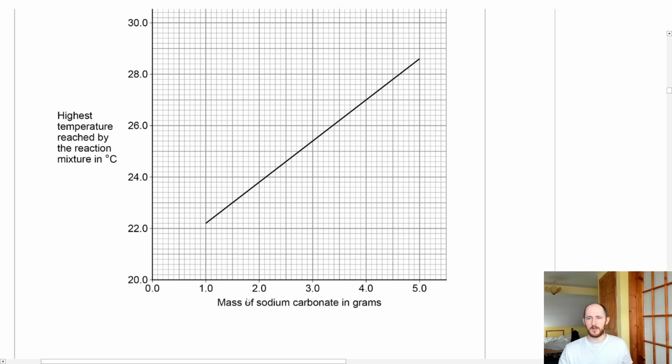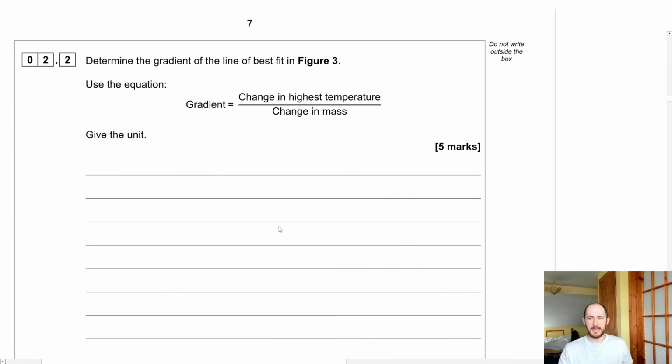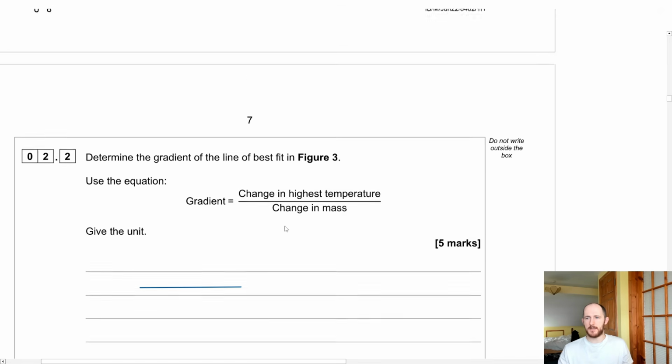So all you're doing is, how do you work out the gradient in maths, right? You're doing the same thing. You're working the difference out in the temperature and the difference in the mass. That's all you're doing. So it is literally just the equation we use in maths. So change in mass is probably the easiest one.